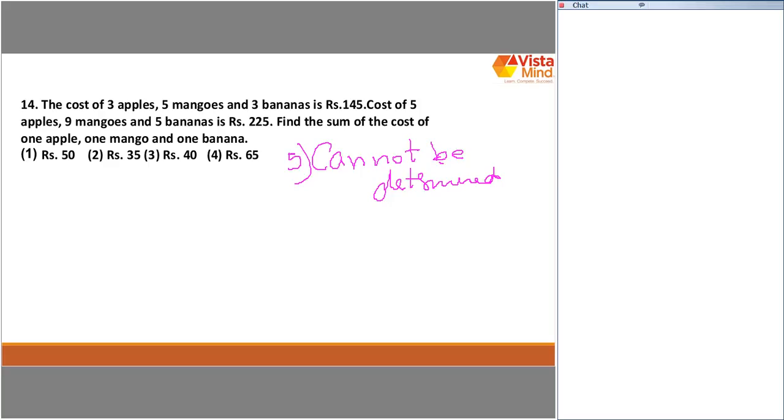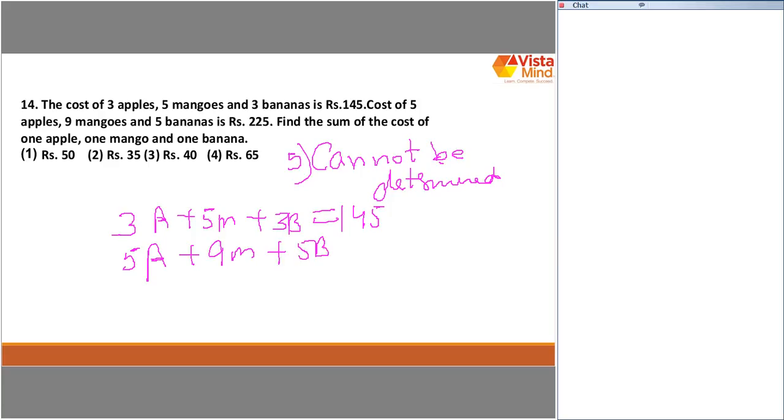Okay, let us discuss. The question says that the cost of 3 apples, 5 mangoes, and 3 bananas is 145, and the cost of 5 apples, 9 mangoes and 5 bananas is 225. We need to find the sum of the cost of 1 apple, 1 mango, and 1 banana.